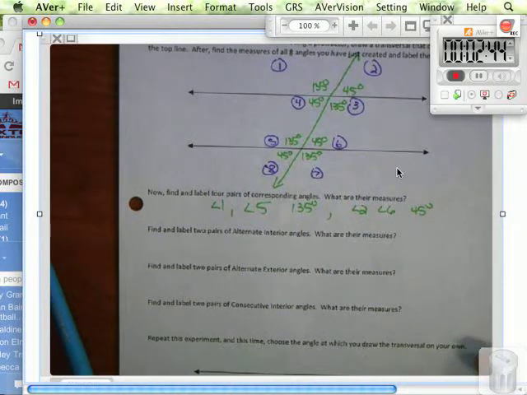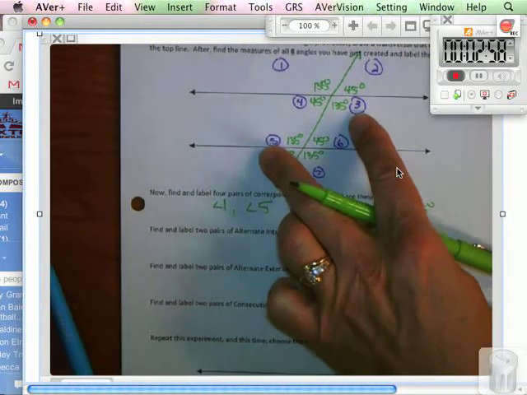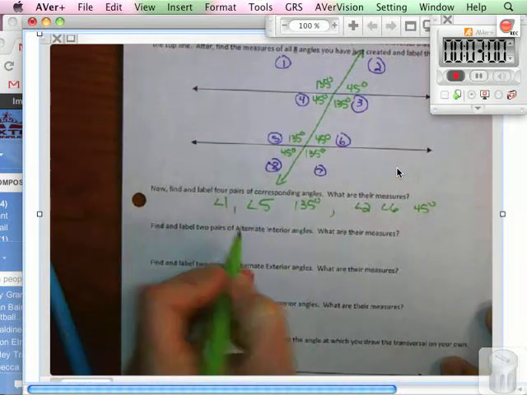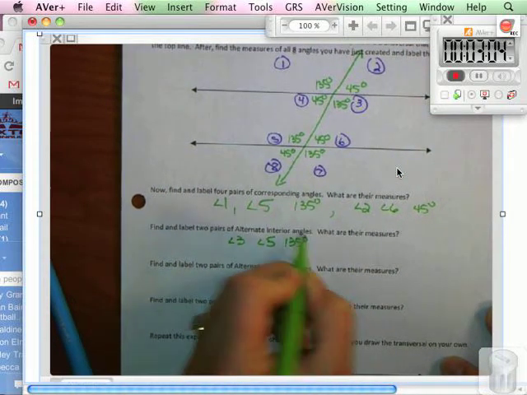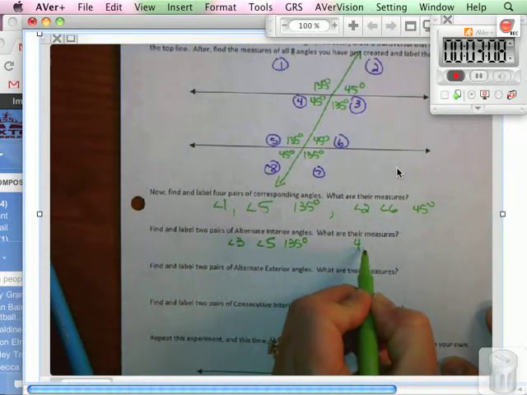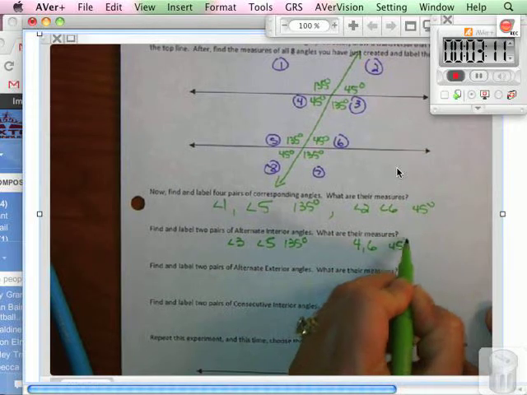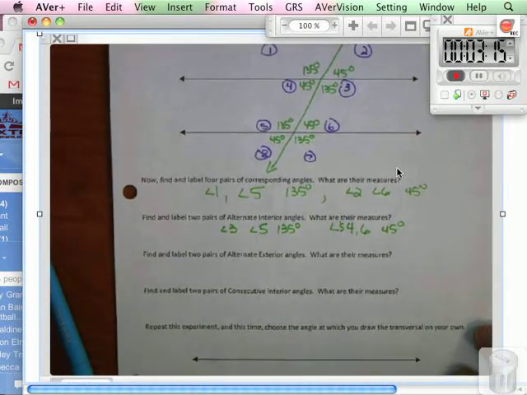Alternate interior. Mariah, give me a pair of alternate interior angles. 3 and 5. Alternate interior angles. Exactly. Angle 3, angle 5, and they are 135 degrees. There's one other pair here. Alternate interior are 4 and 6, and they're 45 degrees. Angles 4 and 6.